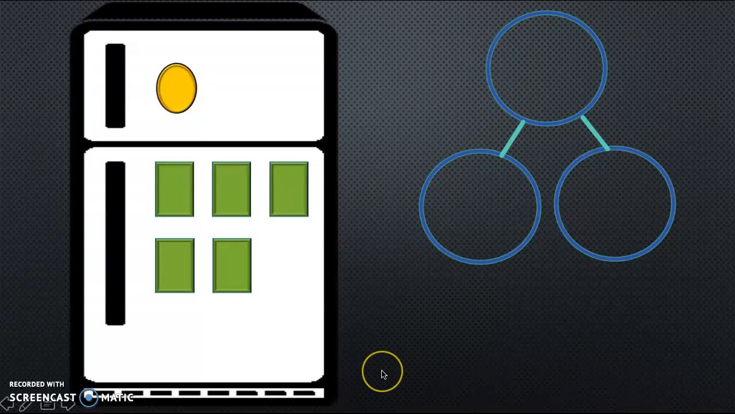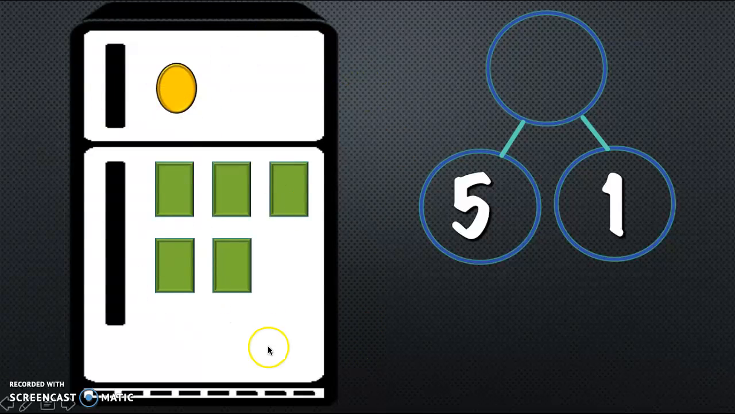Okay, did you fill in your number bond? Okay, so before we get started, I just want to talk about what I see. I see 1 circle magnet and 5 rectangle magnets. So 1 and 5, and then all together that's going to be 6 magnets. All right, so I'm going to put that into my number bond. I had 5 rectangle ones and then 1 circle. And the whole amount of all the magnets I have is 6.